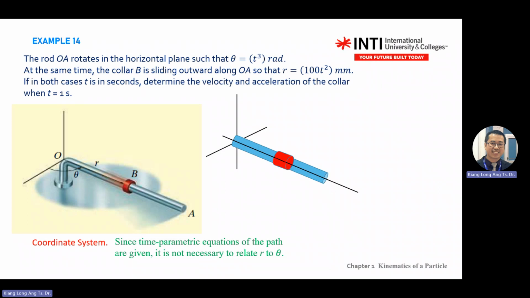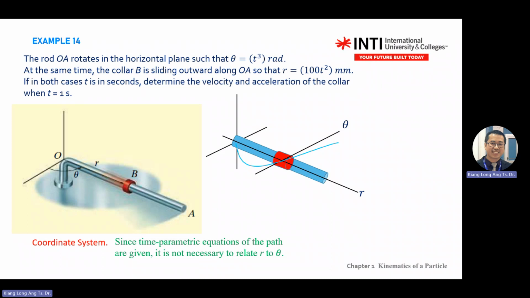Draw the axis if you want. So you draw r and theta. Who doesn't understand why r is here and theta is here? You should be able to understand, right? r is positive going this way. Theta, why this direction? Because the collar is swinging in this direction, so theta is this direction.